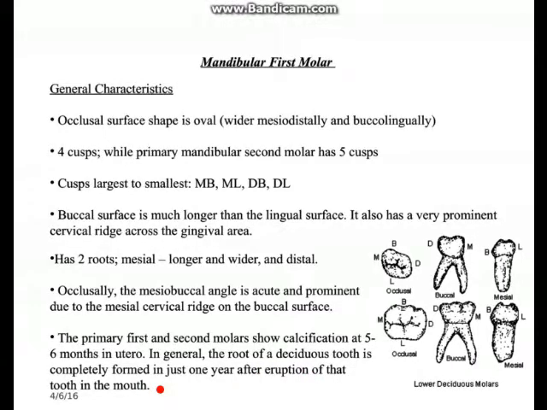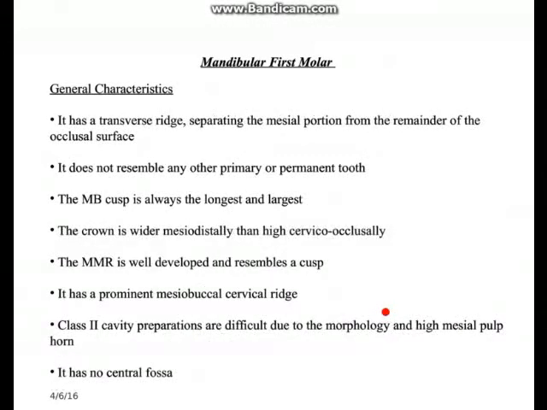That's an important piece. That's going to make it easier for you to know exactly when the roots are completely formed, because if you remember when the tooth erupts, you'll remember when the tooth is going to be completely formed and calcified. Okay. Continuing with the ridge separating the mesial portion from the remainder of the occlusal surface. Cool. It does not resemble any other primary or permanent tooth, so it's unique. It's the first molar. Remember what we said about those? They're unique.